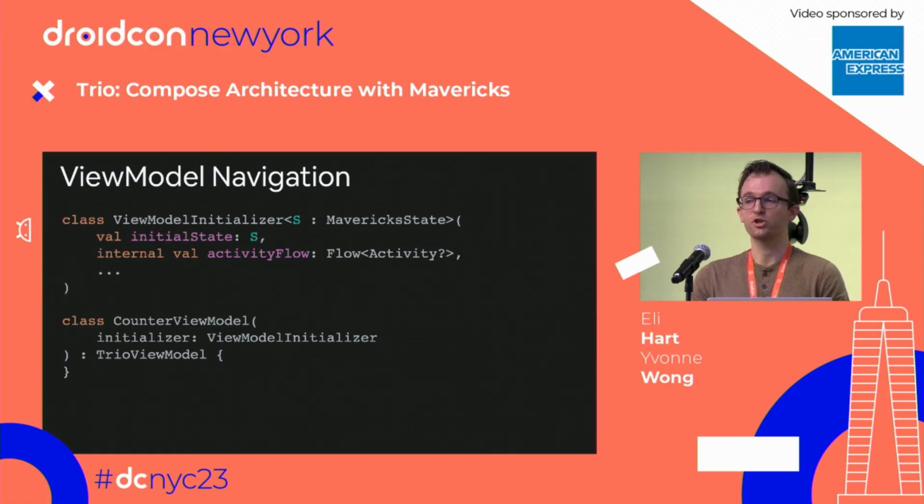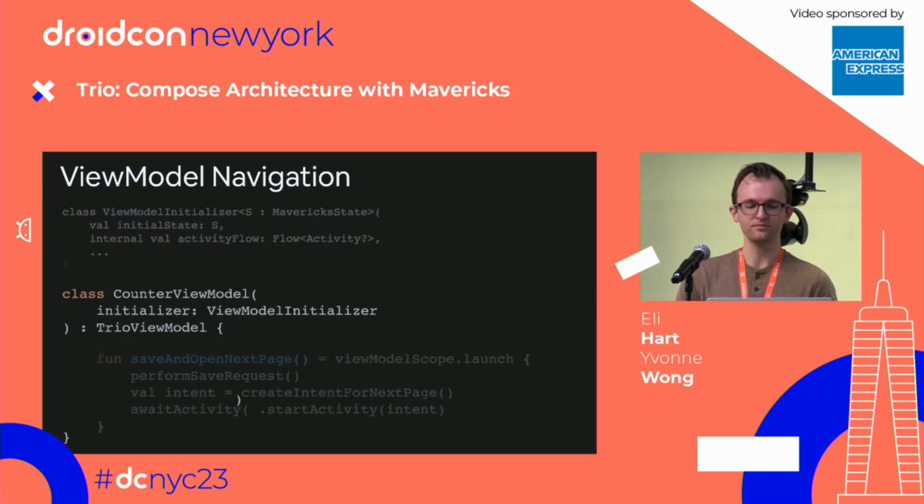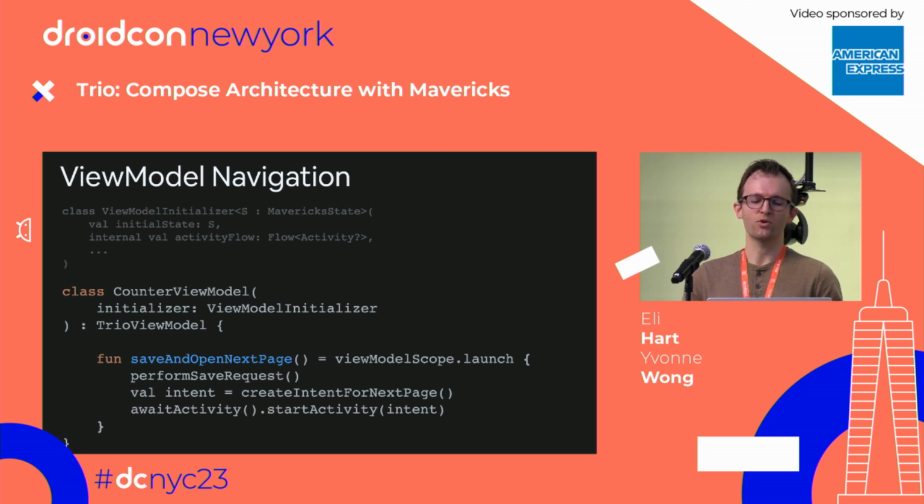As alluded to earlier, the trio viewModel is given a flow of activities via its initializer. This flow provides the current activity that the viewModel is attached to, or null when the activity is detached, such as during activity recreation. When needed, a viewModel can access the next non-null activity instance via the await activity suspend function. Here we can use it to start the next page in a new activity after a network request completes. While a bit unorthodox, this pattern has worked really well for us, and we've enjoyed being able to co-locate all navigation calls with other business logic in the viewModel.